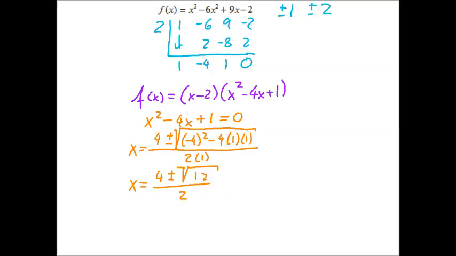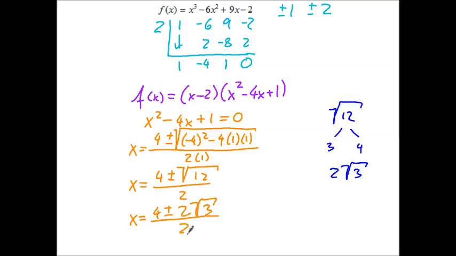Now we can do something with the square root of 12. So go ahead and do that in your margin to the left. The square root of 12 can be broken down into 3 and 4, right? And the square root of 4 is 2. So we actually get 2 times the square root of 3. In other words, we have x is equal to 4 plus or minus 2 times the square root of 3 all over 2.